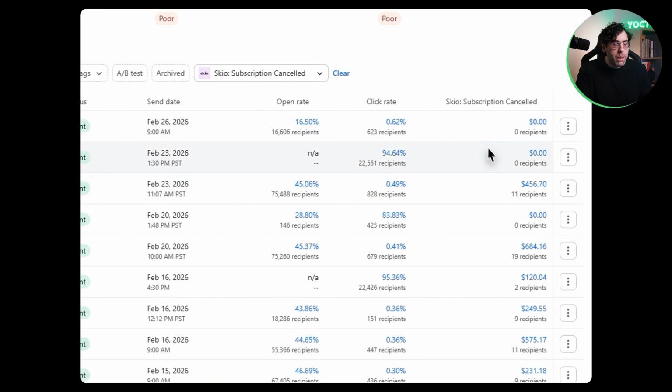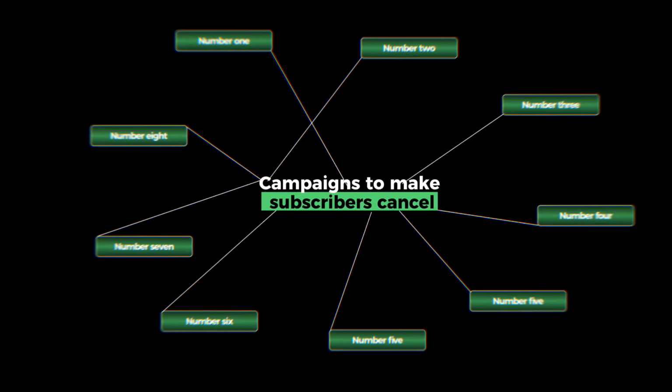Now, again, just because the cancellation happens after the campaign or after the flow message doesn't mean that the campaign or the flow message caused people to get unhappy with your subscription, right? It's just that the subscription got canceled after they received it, which most likely means that they remembered to cancel because of the campaign. All right, so here are the best ways to use campaigns to make subscribers cancel. If you want to lose revenue, do this and you're going to be very, very successful.